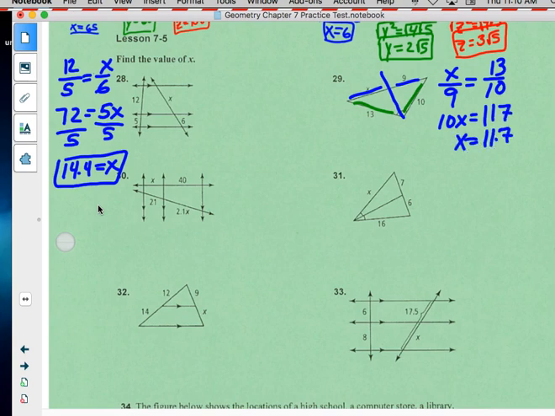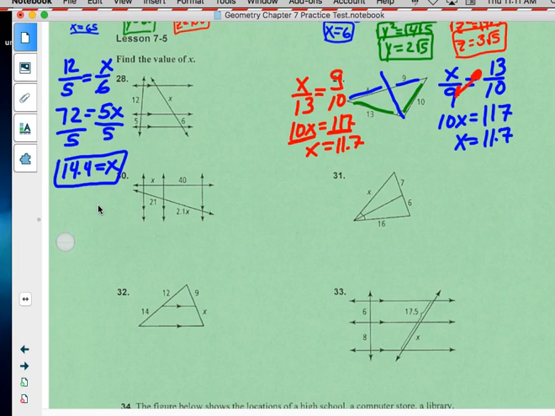Another way to set that very same problem up would be x is to 13 and 9 is to 10, where I use the means exchange property, and I got 10x is equal to 117, and x is still 11.7. Remember, the statements are equivalent when their cross product is the same.